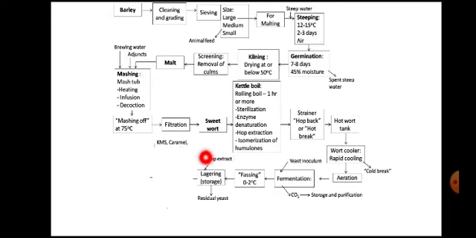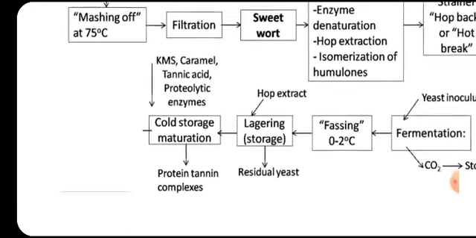Sometimes there may be addition of hop extract powder at this step if it is not added during an earlier step. Then the next step is cold storage maturation. So during this cold storage maturation, the beer cellars are mixed with potassium metabisulfite as a stabilizing agent.